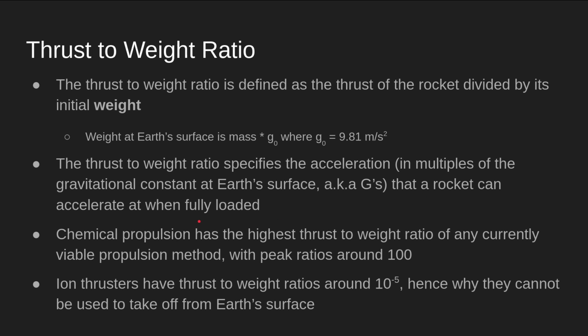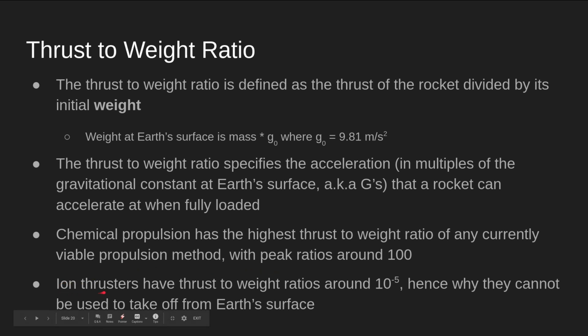So, chemical propulsion has the best thrust to weight ratio of any currently viable propulsion method, which is why it's used. It has thrust to weight ratios upwards of 100, which is crazy. It can provide 100 times the thrust of the weight of the propulsion system itself.